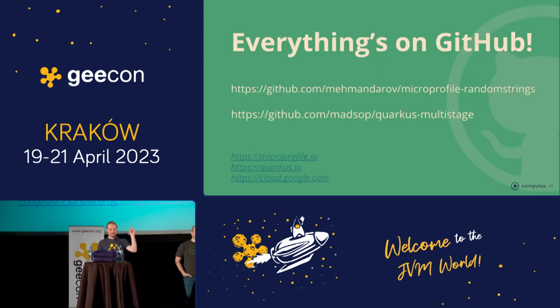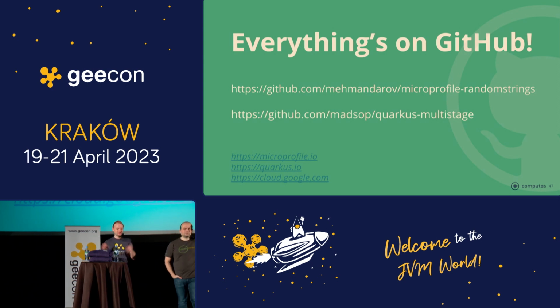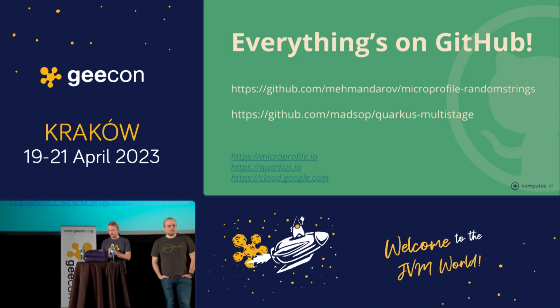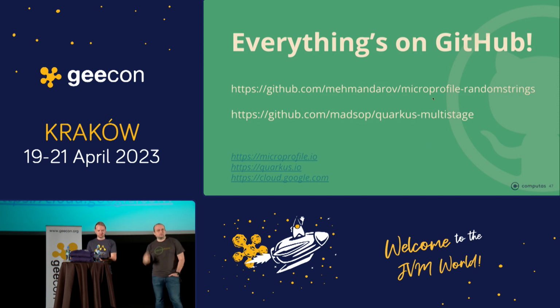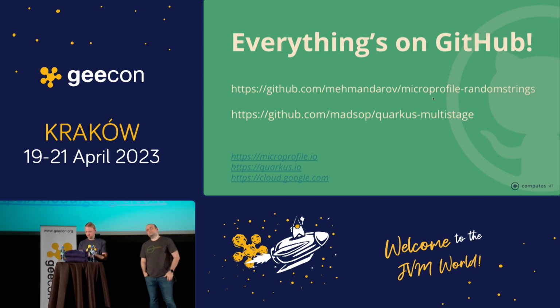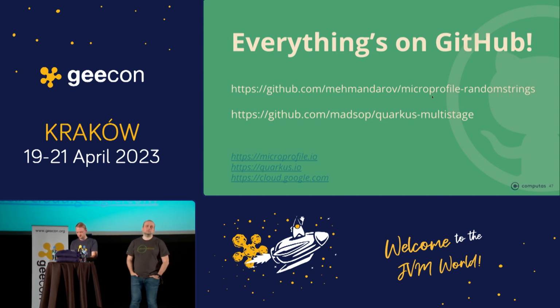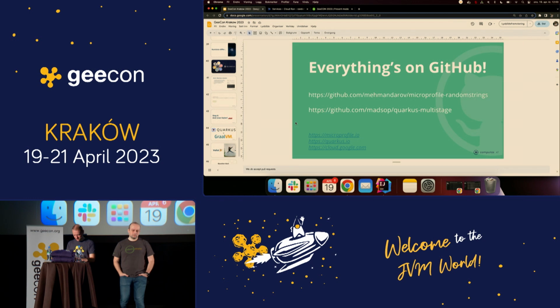So everything we'll be talking about is in GitHub, by the way. Take a picture of that screen if you want. It's the code that we talked about. This whole application is on my GitHub profile. Mats also has a Quarkus multi-stage example where we can look at how to do multi-stage builds.